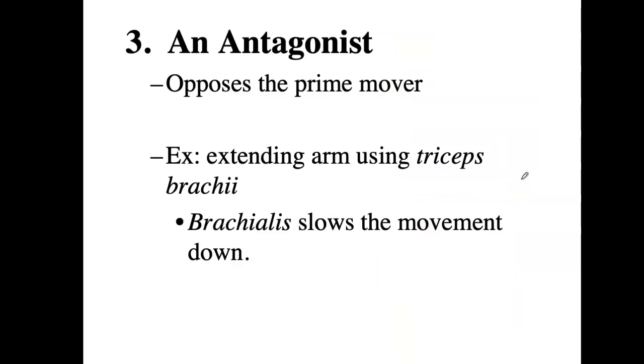Then an antagonist opposes the prime mover, so extending, you've brought your forearm off the table towards your ear. Now you're going to extend your arm and you're going to put the back of your hand back on the table again. So extending the arm uses the triceps brachii. So that's the antagonist to the biceps brachii. And the brachialis slows that movement down. It slows it down so that when you're coming back down onto the table, you don't slap the table with your knuckles and get bloody knuckles, right? Because the brachialis is sort of holding that down so that it doesn't slap down.